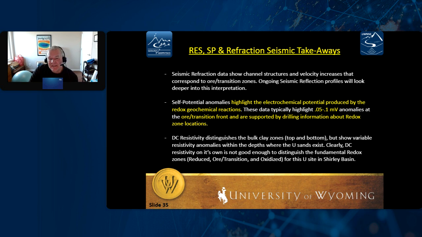DC resistivity distinguishes the bulk changes, but the resistivity anomalies with depth are difficult to distinguish, really. So on its own, it's not quite good enough to distinguish fundamental redox zones. But at least at this site, we have yet to find one that does that. Even though we saw in the TEM data and the CSAMT data that ore transition resistivities are lower, there tends to be enough of them that it's really hard to distinguish when you get on site.